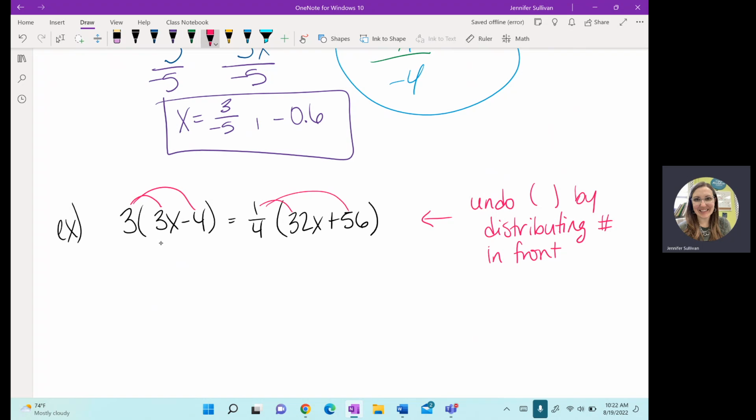3 times 3 is 9. And then the x comes along. 3 times -4 is -12. 1/4 times 32 is what? That's right. It's 8. So it's 8x. And 1/4 times 56 is 14.